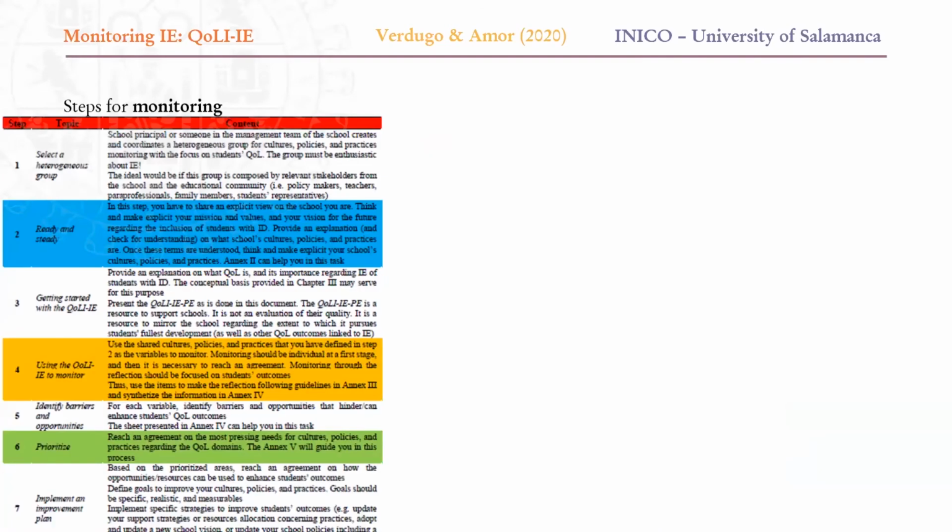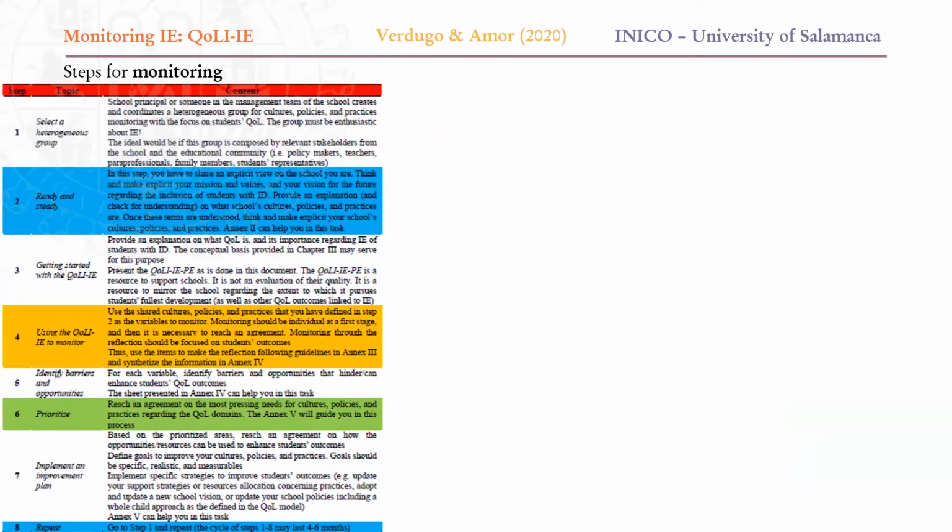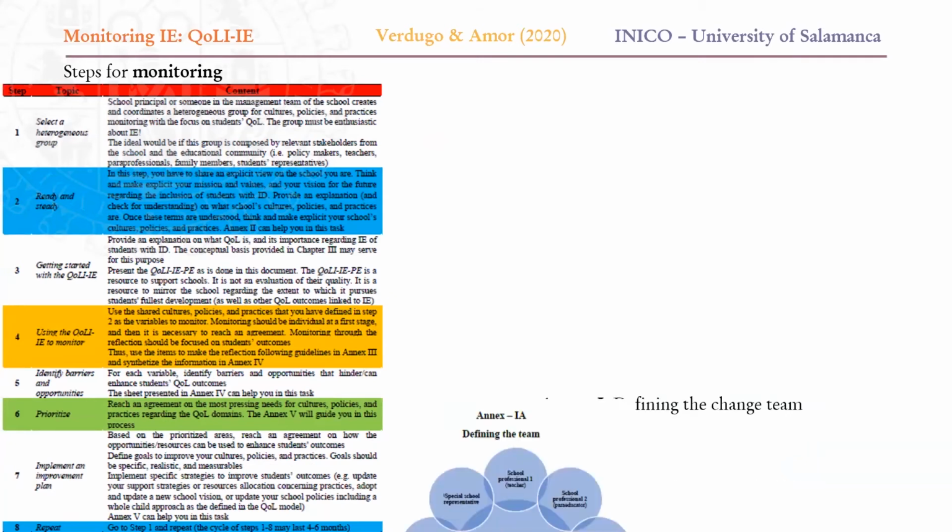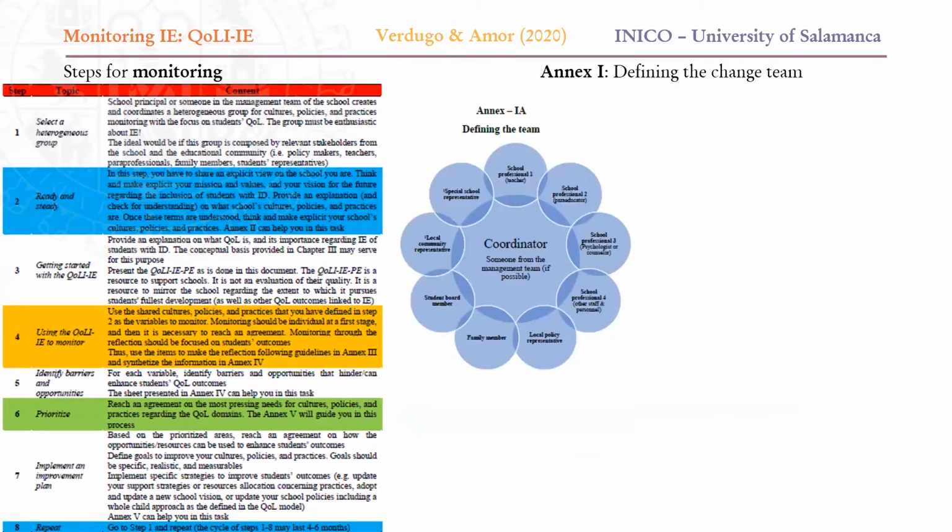As this table shows, the process followed is the same as for the index for inclusion. We even propose to use the quality of life index along with the index for inclusion to strengthen the reflection guided by the index, by focusing on outcomes and on all the inclusive education goals. Each stage has a series of tips and specific annexes with examples of tasks to do at each stage to make the change happen. In a first moment, this is a global or a group task, it is necessary to define a change group composed of relevant stakeholders.